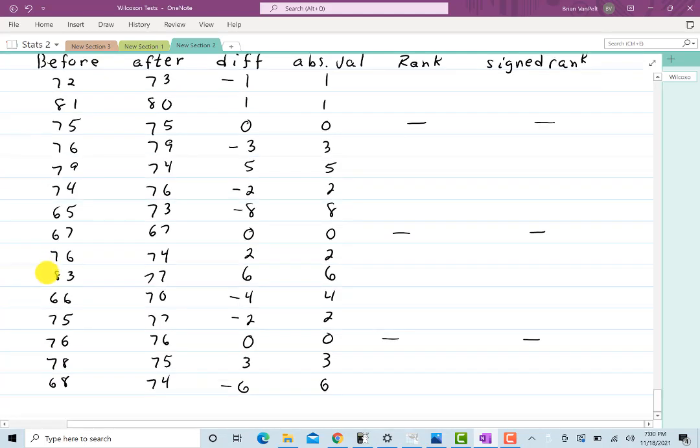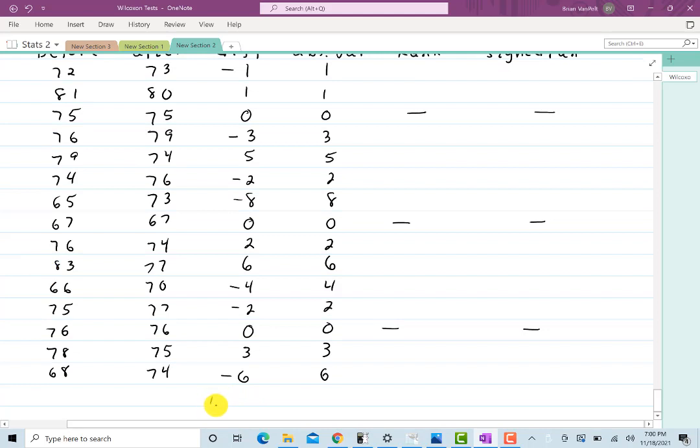Remember, when you start doing this, write up your numbers 1, 2, 3, 4, 5, 6, 7, 8, 9, 10, 11, and 12. All right, so I see that I've got a 1 and a 1, so they're repeated. Those ones are going to take up spots 1 and 2. Now 1 plus 2 is 3. If you take 3 divided by 2, you get an average of 1.5.